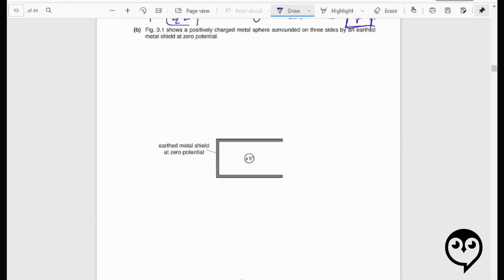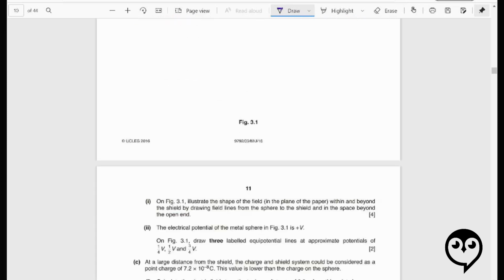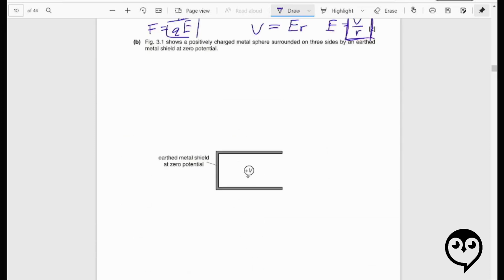Okay, so here we've got a positively charged sphere surrounded by Earth sheet metal. And they're going to illustrate the shape of the field within and beyond the shield by drawing field lines from the sphere to the shield and in space beyond the open end. We start by just doing our good old symmetrical lines. Okay, so this is this sheet metal at zero potential. This is an equipotential line. Okay, and it's a little bit more on this side than between here. But what we'll have, we should have these lines coming out.